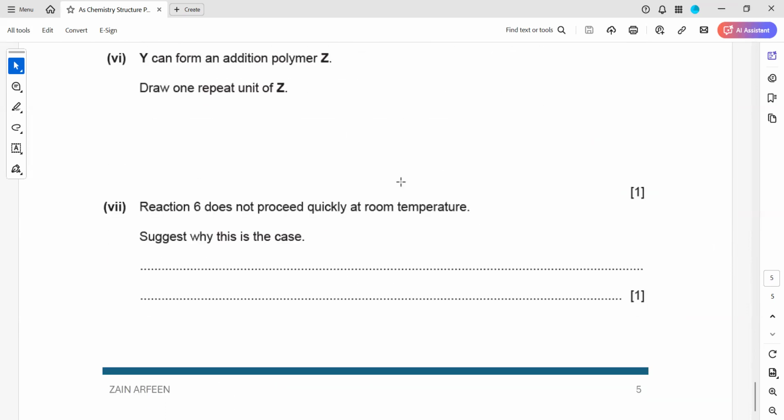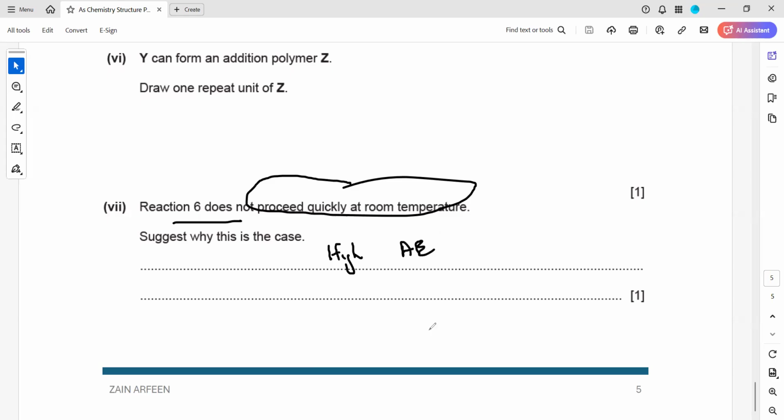Then reaction 6 does not proceed quickly at room temperature. Suggest a reason. Why is this so? Whenever you refer to any reaction being slow, you always refer to the activation energy. If any reaction does not proceed or occur at room temperature, it's always the activation energy. So it will have a high activation energy. That's why the reaction does not proceed.